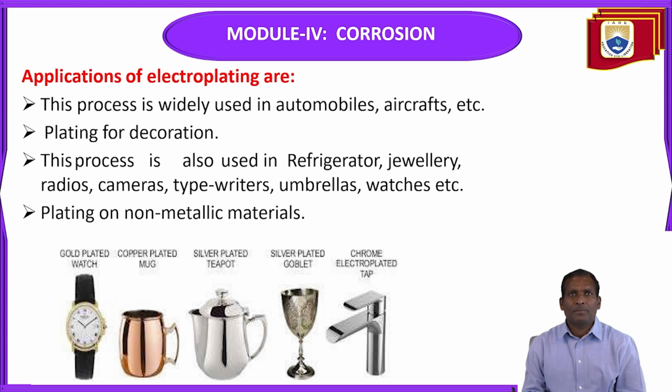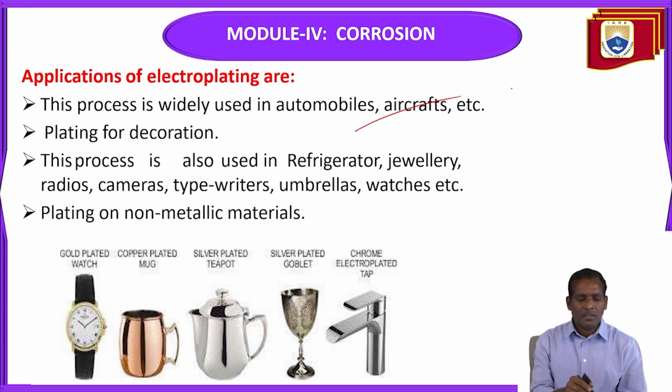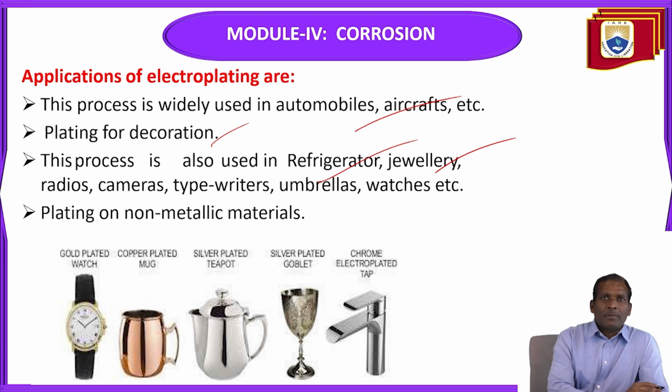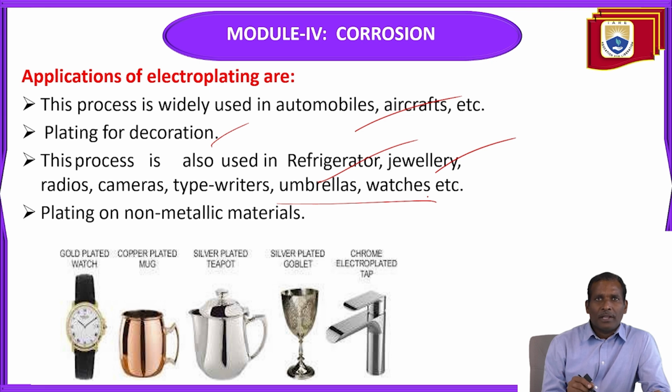Applications of electroplating. This process is widely used in automobiles, aircraft, etc. Plating for decoration: this process is also used in refrigerators, jewelry items, radios, cameras, typewriters, umbrellas, watches, etc. Plating on non-metallic materials. Here you can see a gold plated watch in this diagram, a copper plated mug, silver plated teapot, silver plated goblet, and chrome electroplated tap.